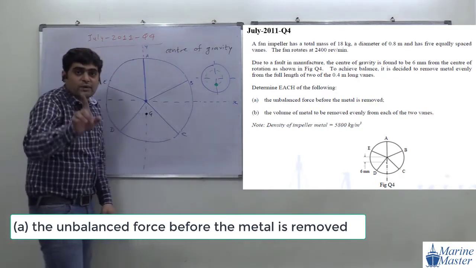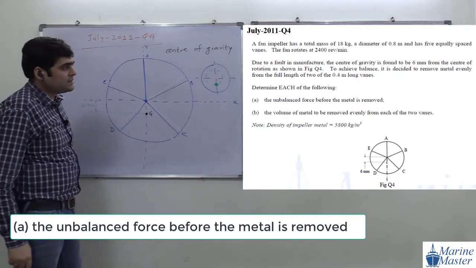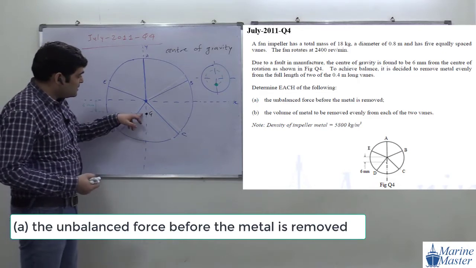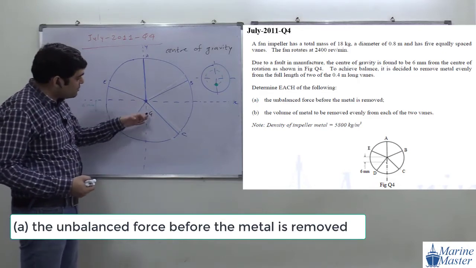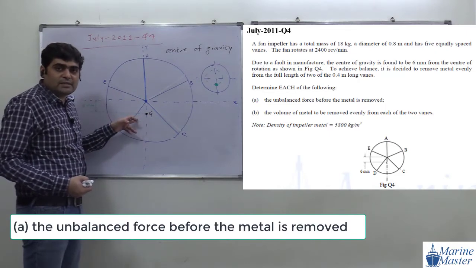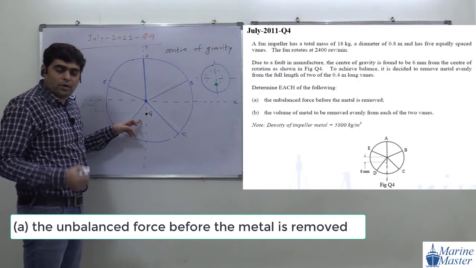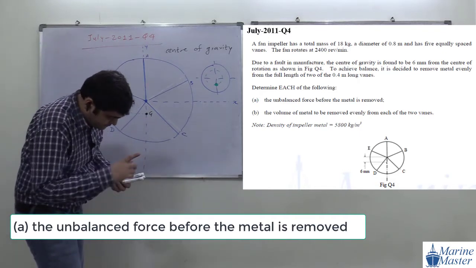So here, which one is creating unbalance? This 18 kg mass, which is shifted from the center of rotation. This mass is creating unbalance. Okay guys, are you getting my point? Okay, good.